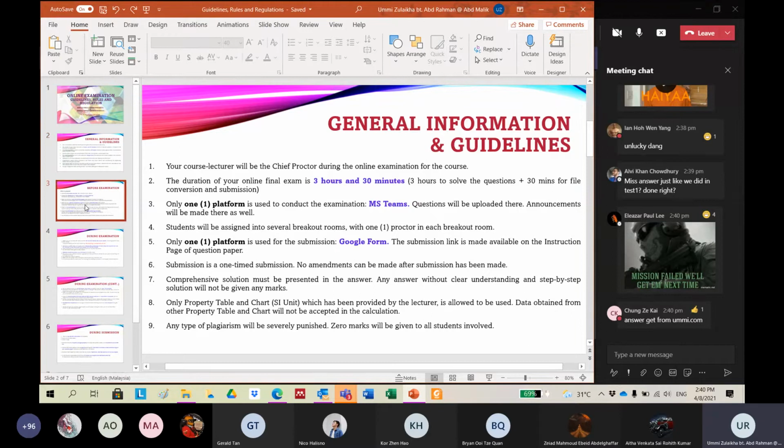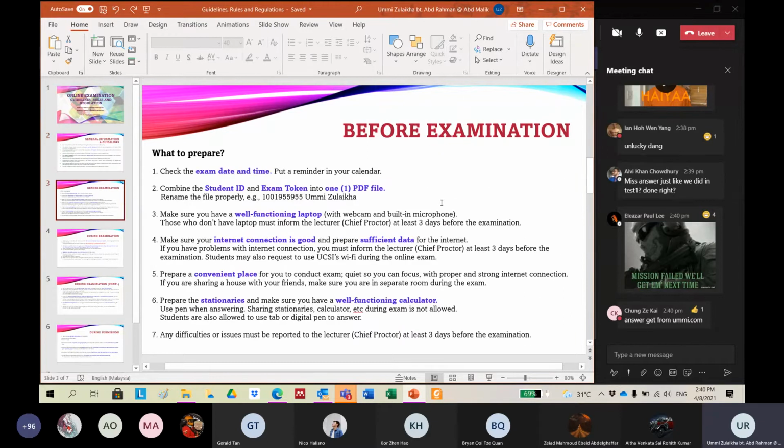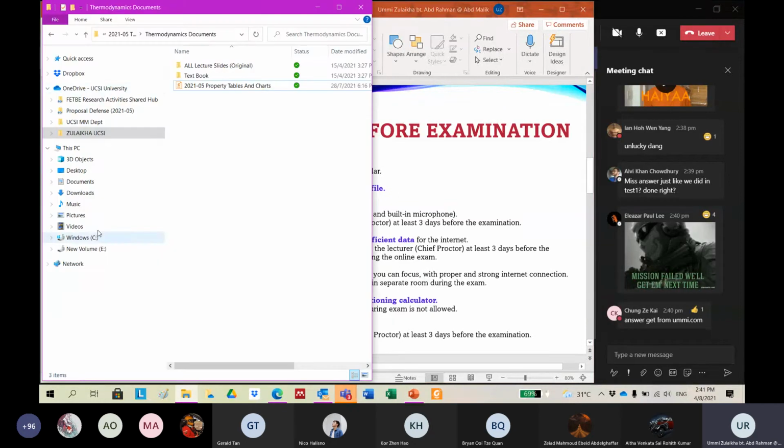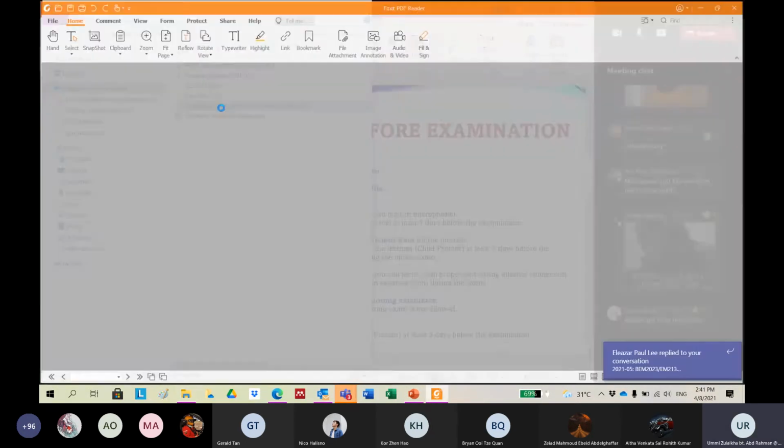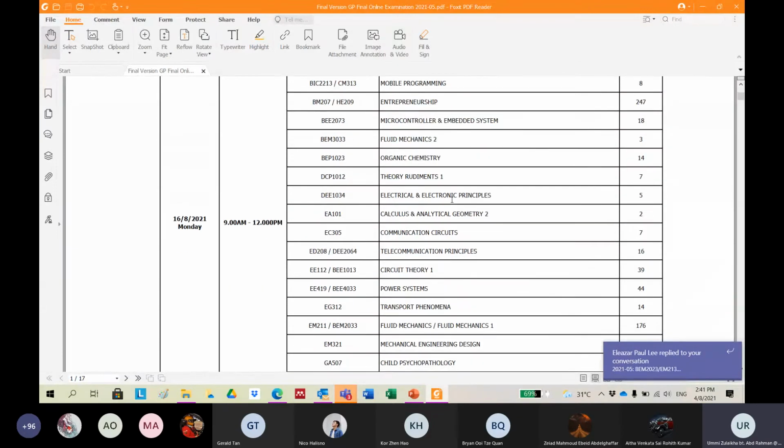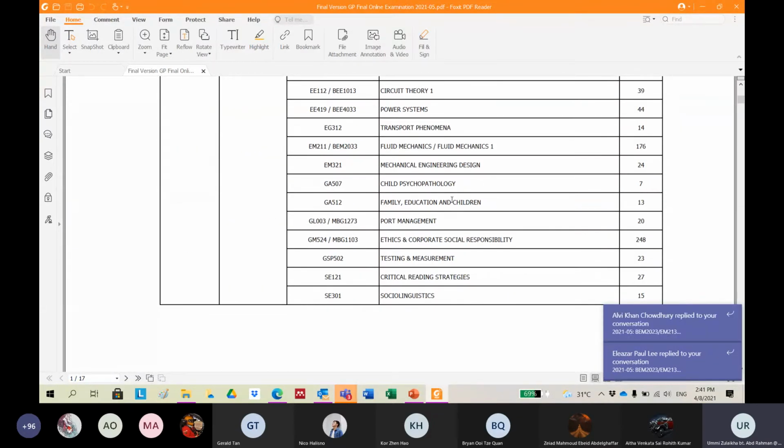Now let's go to before the exam: what you need to do before the exam, what to prepare. First thing is you need to check the exam date and time. Again, I want to make it very clear, our exam so far from the final exam timetable will be on 17. One moment. I just got this yesterday. So here is your exam.